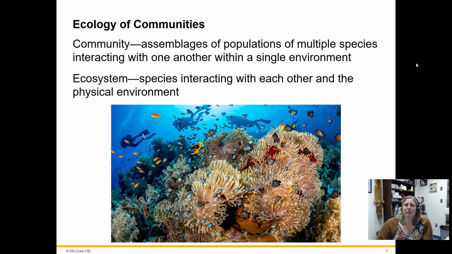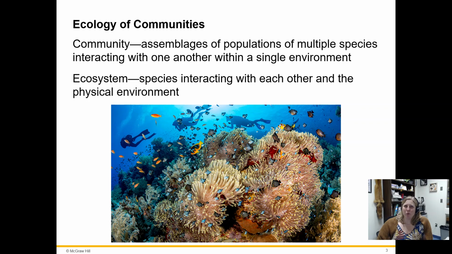A community is a group of populations with a lot of different species interacting with one another. Generally, this is within a single environment, which makes sense, right? Because if you're a fish living on a coral reef in Australia, you're not going to interact with fish living on a reef off of the coast of the Florida Keys, okay? But we were talking about fish within a coral reef. You're talking about the coral themselves, the fish, the predators, the food that they're eating. There's all of these interactions.